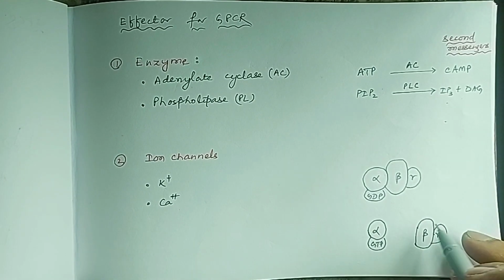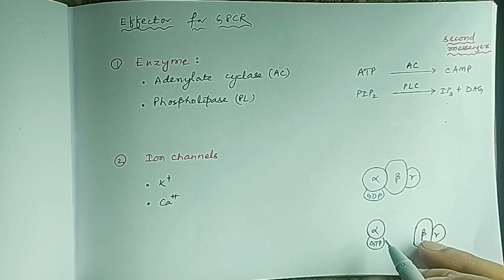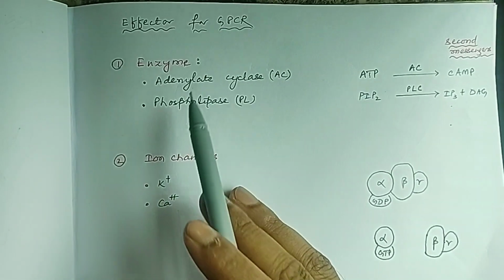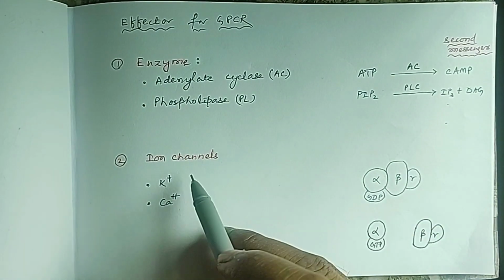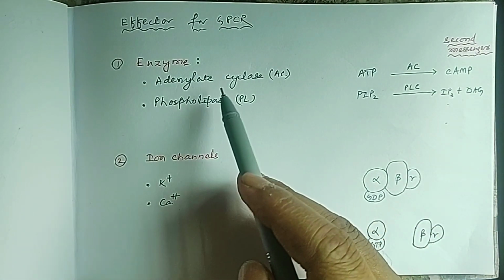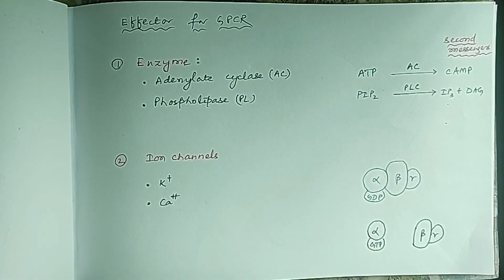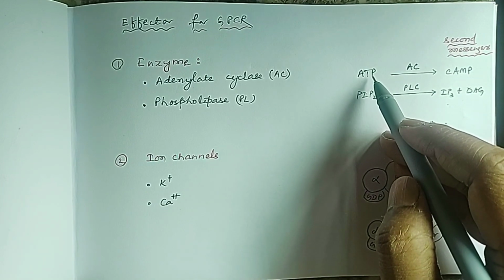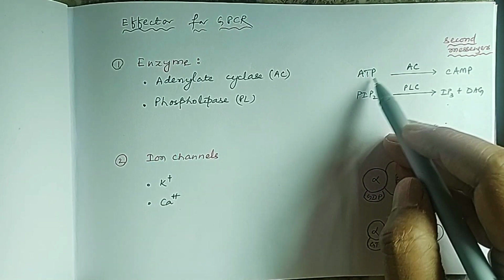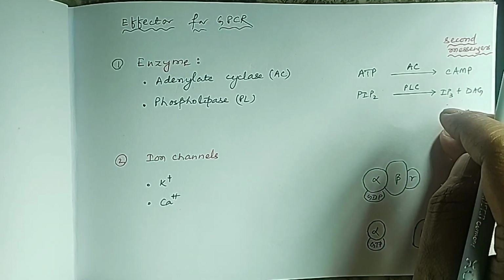Alpha GTP and beta gamma are the two active subunits of this G protein, and they can bind to specific targets called effectors, which may be either an enzyme or an ion channel. The enzyme may be adenylate cyclase or phospholipase, and the ion channel may be potassium or calcium. When the enzyme is adenylate cyclase, it will convert ATP to cyclic AMP, and this cyclic AMP acts as the second messenger.